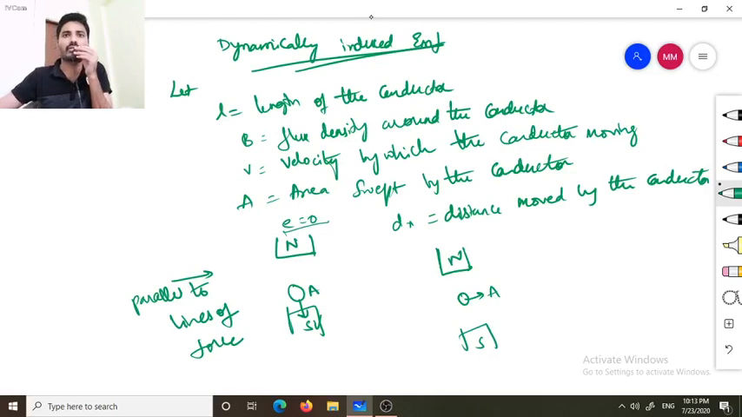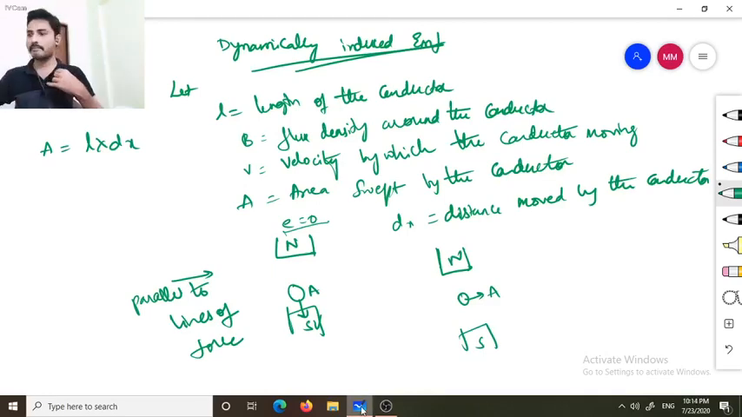Okay, so area is equal to length into distance moved by the conductor. Area swept by the conductor is nothing but length into distance moved by the conductor. As we know, area is equal to length into distance moved by the conductor. Area swept by the conductor is L into dx, where L is the length of the conductor and dx is the distance moved by the conductor.